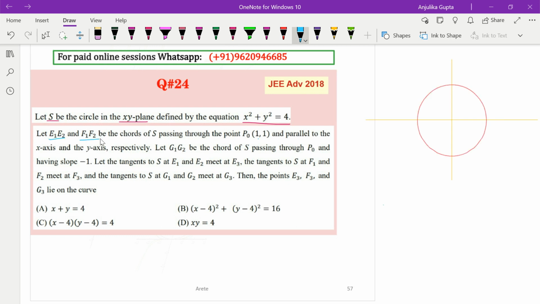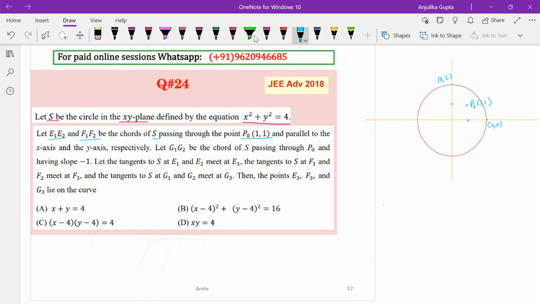E1, E2 and F1, F2 are chords of S passing through this point. So this point, where do you think it is? Right here, right? Because this radius is 2. So this point would be 2, 0 and this point would be 0, comma 2. And somewhere here you will have 1, comma 0 and this is 0, comma 1. So this is your point P naught, which we are calling 1, comma 1.